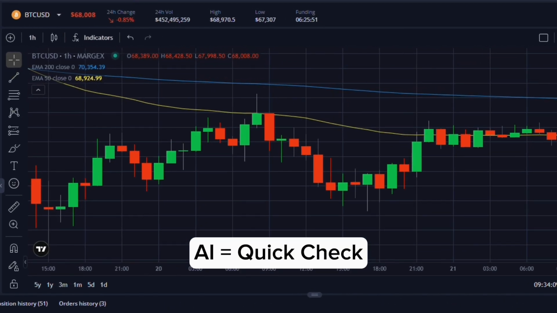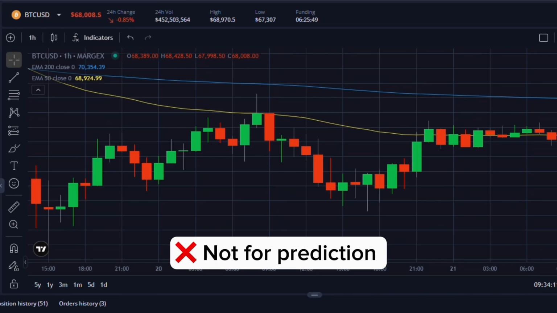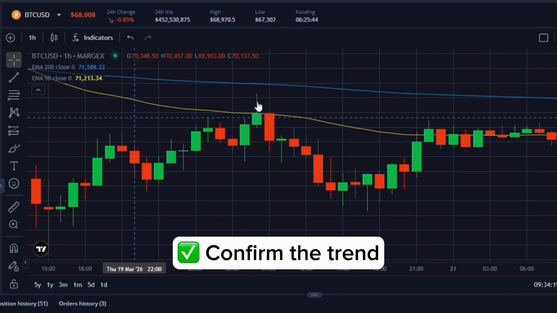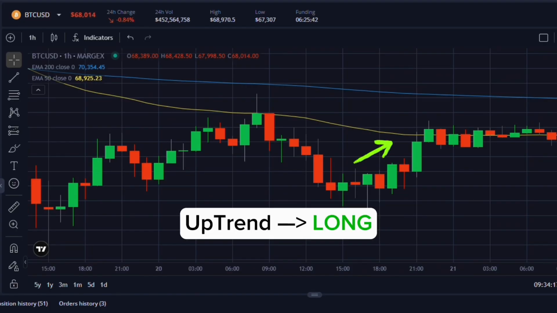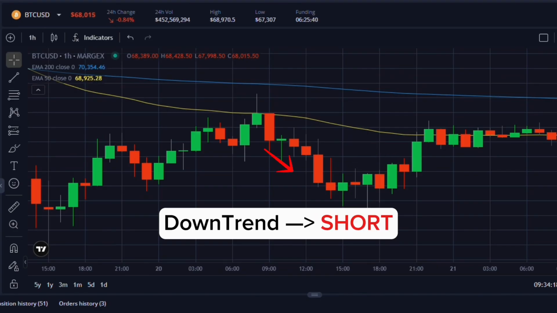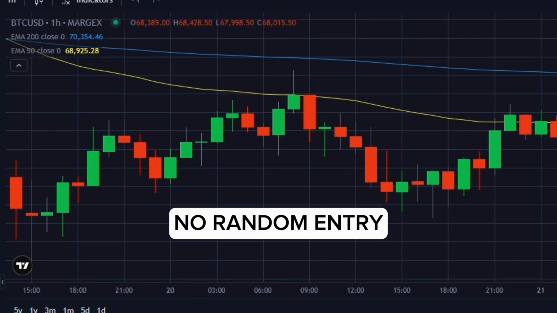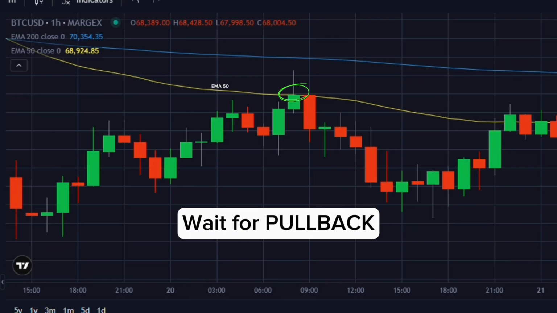You can even use AI here as a quick check, not to predict anything, but to confirm what the chart is already showing. Here's the rule that changes everything. We only trade in the direction of the trend. Uptrend, look for longs. Downtrend, look for shorts. But we don't enter immediately. The entry comes from a pullback.